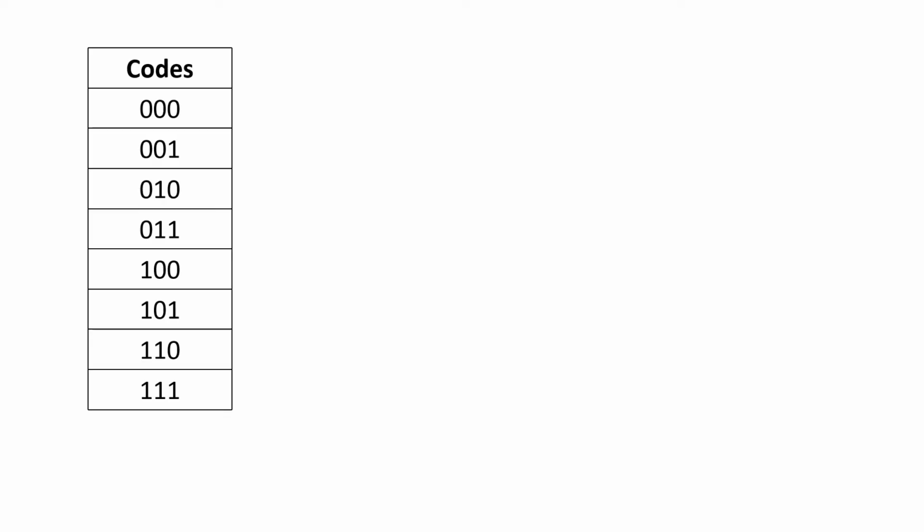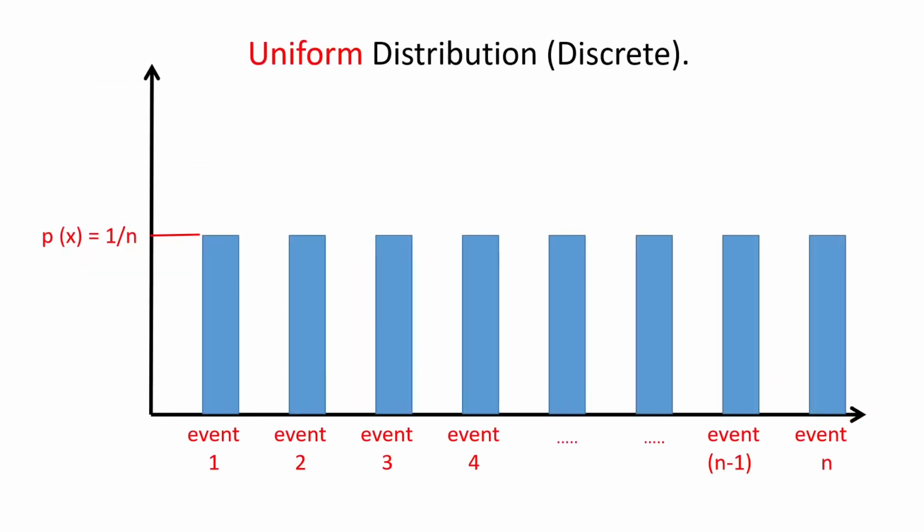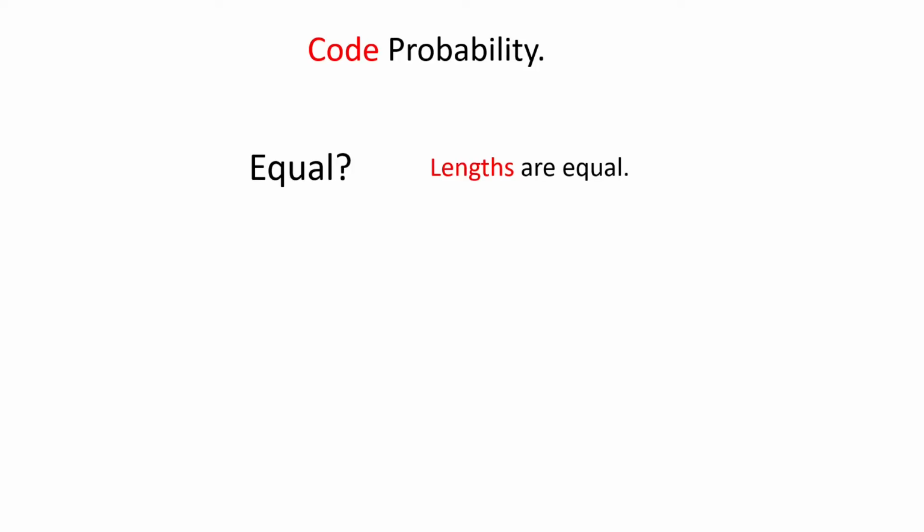So coming back, the reason in short is that we are using codes 000, 001 to 111, which implicitly assume a uniform distribution. For those who forgot, a uniform distribution is one where all the events have equal probabilities. Now you may ask how the codes have a probability and how they are equal? Well, it is because their length is equal.